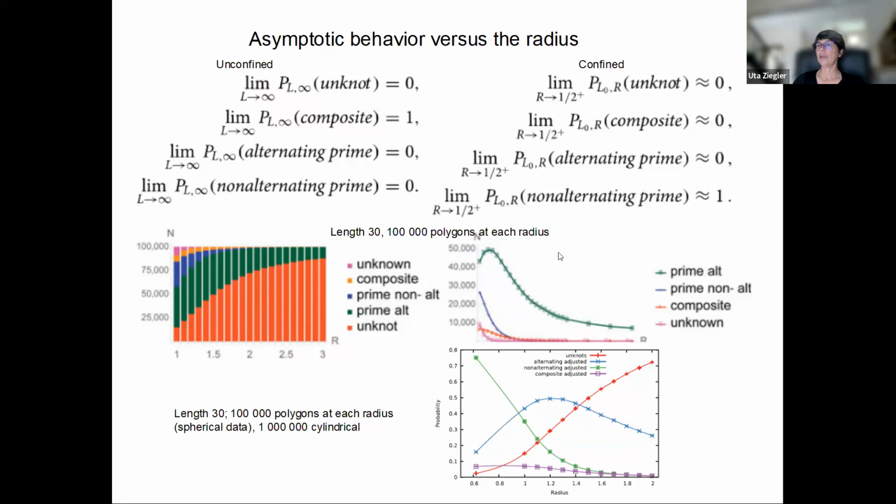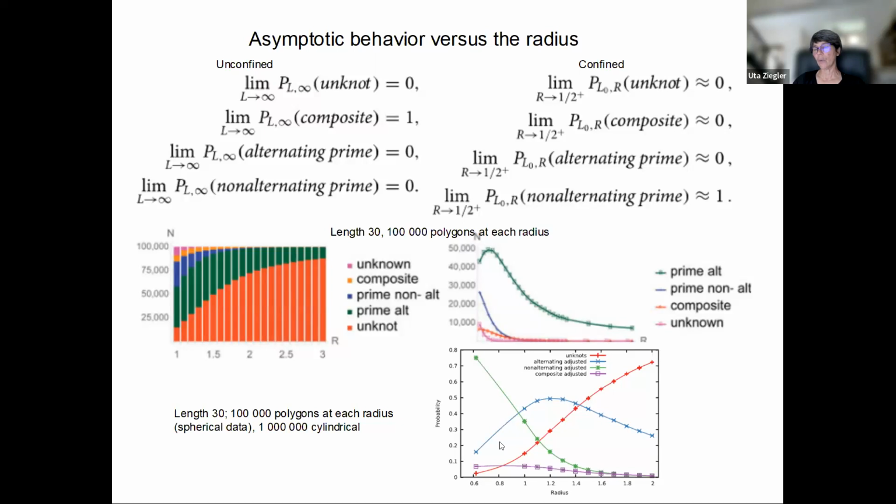Now for length 30, just like we have these wiggly lines, length 30 might not be large enough to get us to these projections, but we also could not really resolve what happens with that composite knot. So there might be some composites here at the end, or might not be. So it's not exactly clear from the cylindrical data.